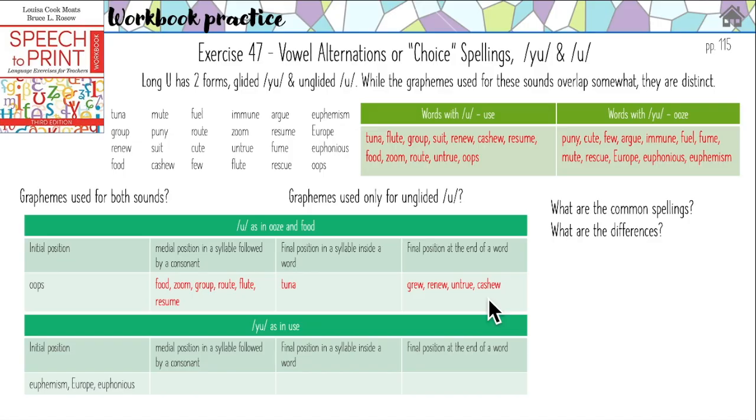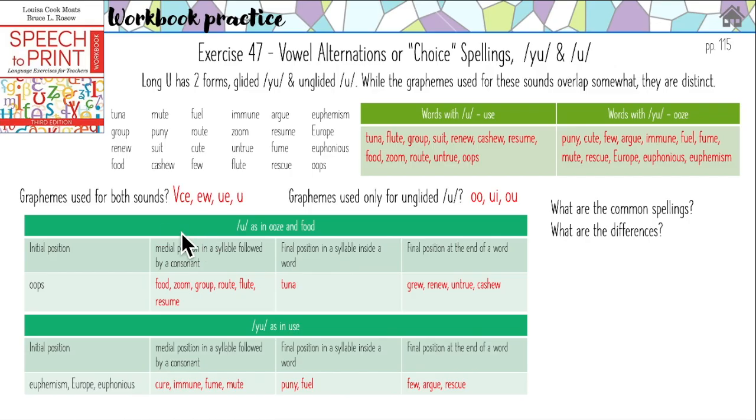Okay? Now let's take those same words and let's look at you. In the initial position: euphemism, Europe, euphonious. Middle: cure, immune, fume, mute. Final: puny, fuel. And final at the end of the word: few, argue, rescue. What do you guys see? Anything yet?